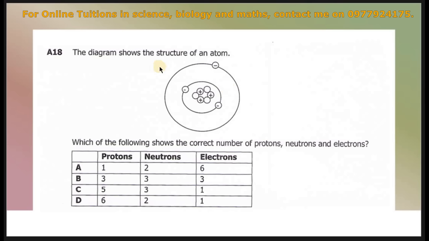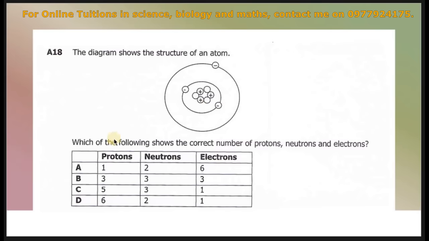The diagram shows the structure of an atom. Then they say, which of the following shows the correct number of protons, neutrons, and electrons? Okay, so you must understand that the protons and neutrons are in the center of an atom. This plus one here, positively charged, are protons. This one, which are uncharged, are neutrons. Then electrons are found in shells. So these ones with negative are electrons.